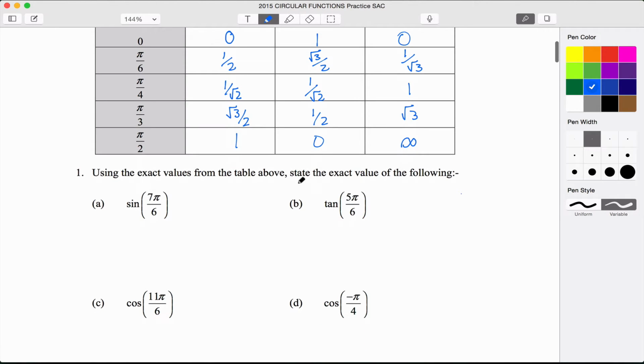Question 1. Using the exact values from the table above, state the exact value of the following. Sine 7 pi over 6. First step always is to draw it on the unit circle. 7 pi over 6 is going to be a little bit more than pi, so it's going to be here. Put your CAST in, and we can see that in this quadrant sine is negative, so it's equal to negative sine of 7 pi over 6 take away pi.